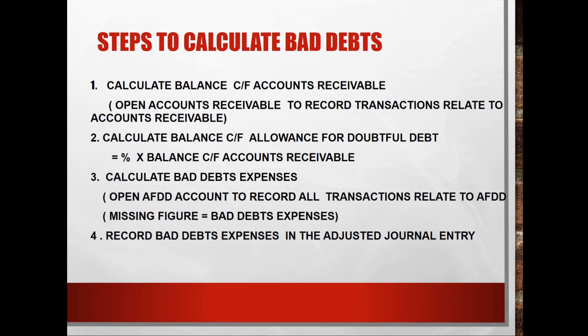When you want to calculate bad debt expenses, we have to open an account for AFDD, or allowance for doubtful debts. You have to record all the transactions related to allowance for doubtful debts, and the missing figure in the allowance for doubtful debts represents bad debt expenses. And at the end of the accounting period, we have to make an adjustment for bad debt expenses.